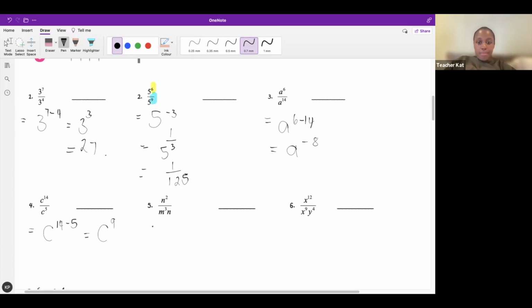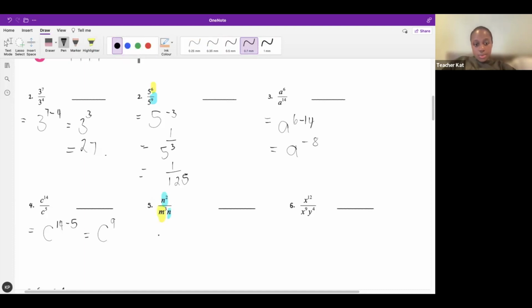Beautiful. Now we're on number 5 and we have more than one base. How many different bases do we have in number 5? 2. So don't make a mistake, okay? That was lousy highlighting. Do not make a mistake. There are 2 different bases. There's an N and there's a M.